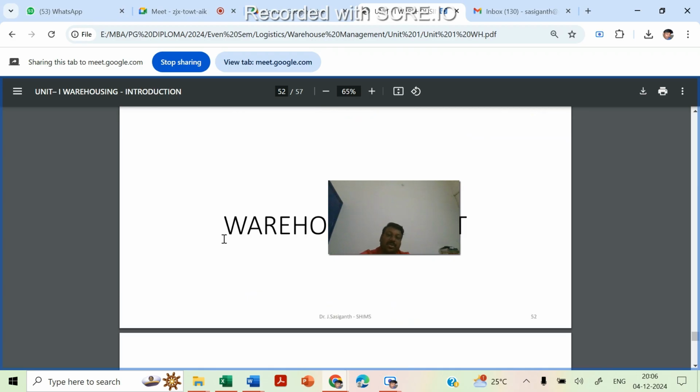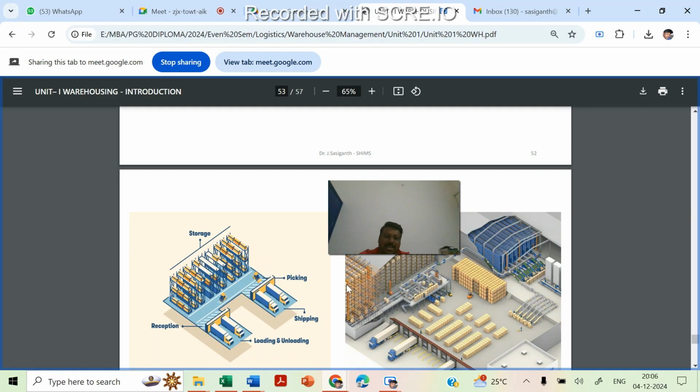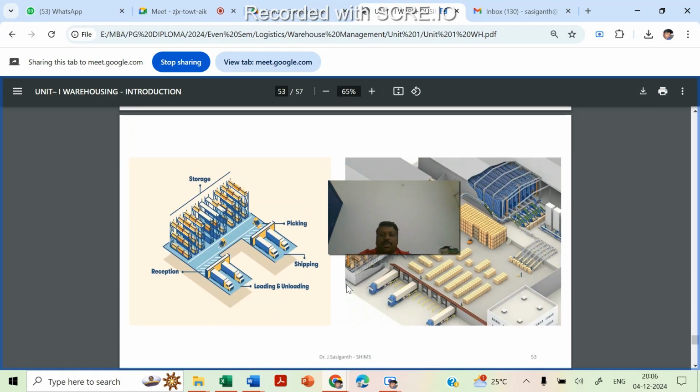Then warehouse layout. Shall I finish the unit today? This is another one or two slides. I'll finish it. We can go to unit two tomorrow in the next class. See here, this is not the exact model; I'm giving you a picture that I have collected from Google.